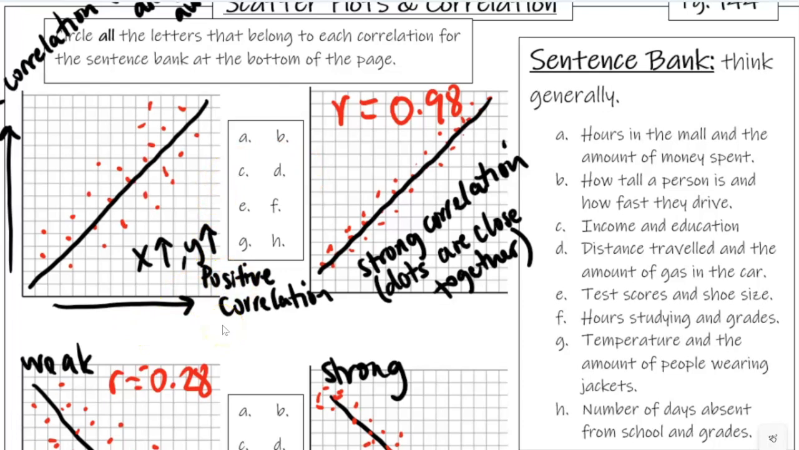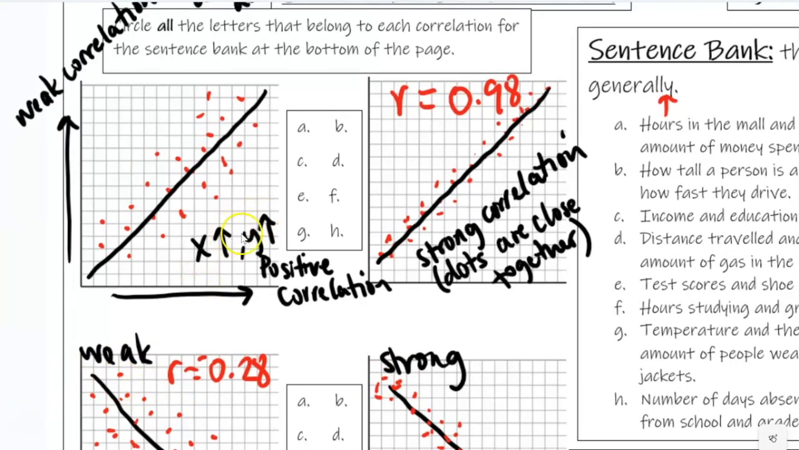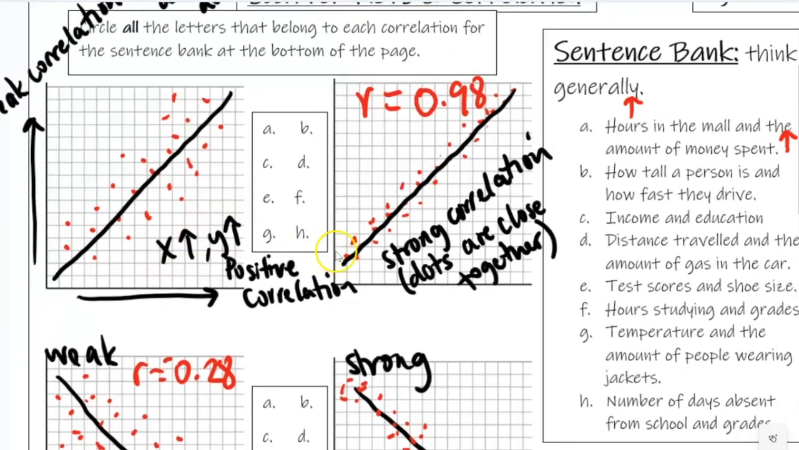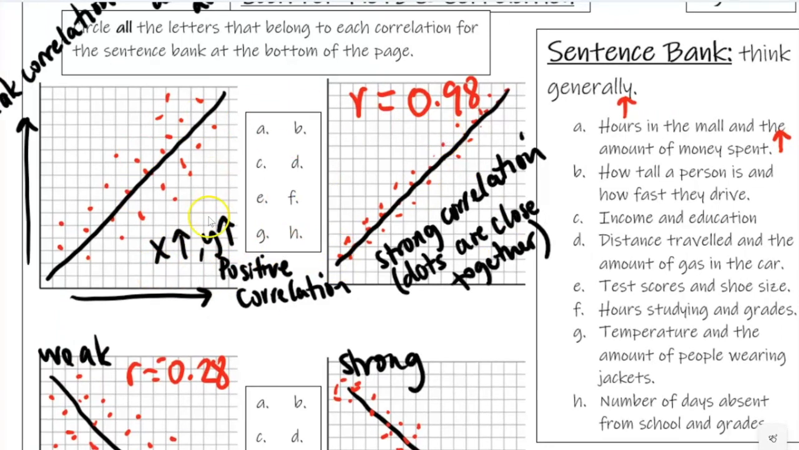So what is this? Hours is increasing and money is also increasing. If they're both increasing, as X is increasing, Y is also increasing, it is a positive relationship. So I'm going to circle A. Circle all the letters that belong to the correlation for the sentence at the bottom of the page. I circle A because this is positive, positive.